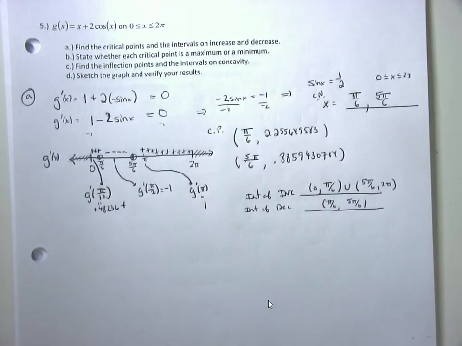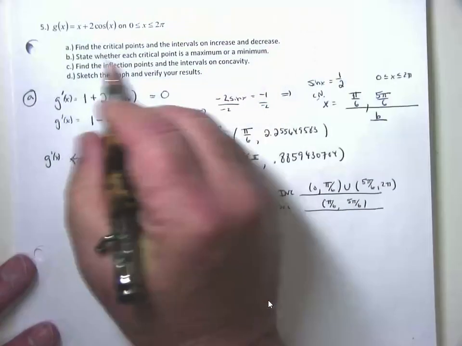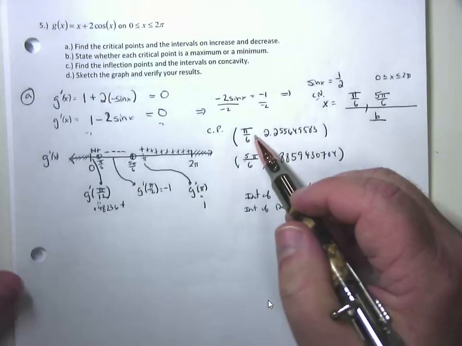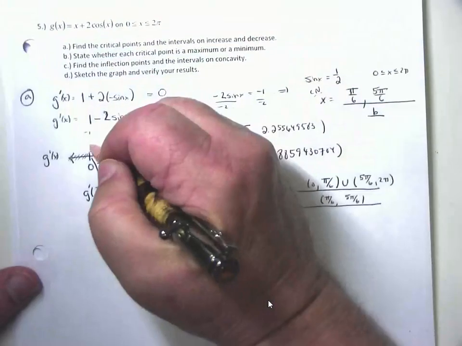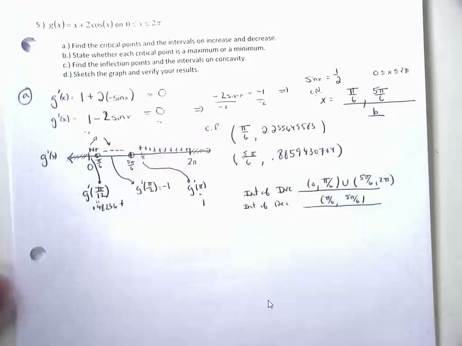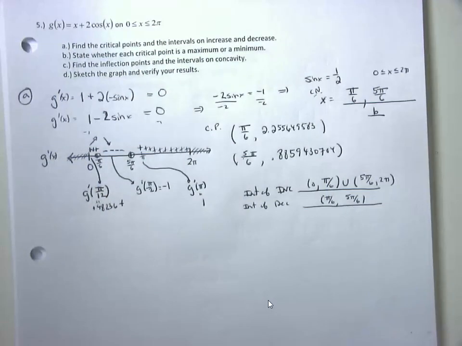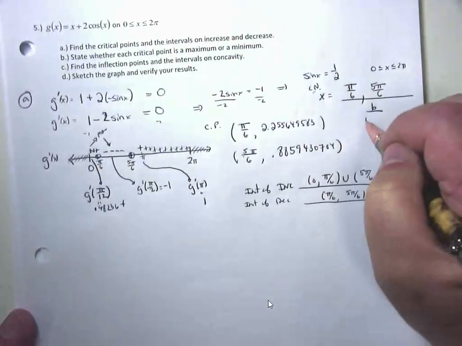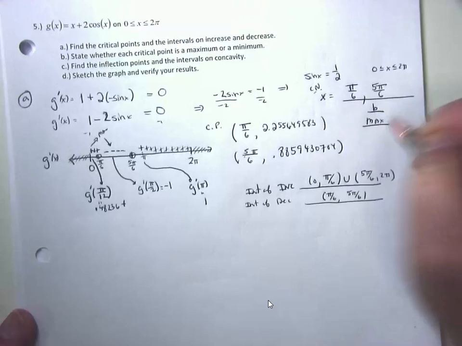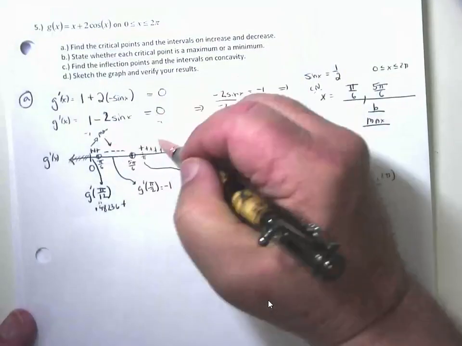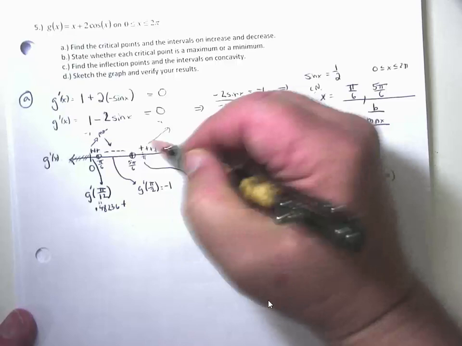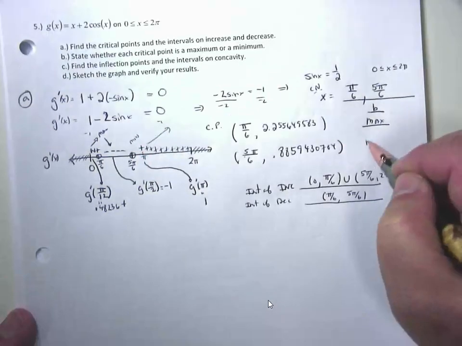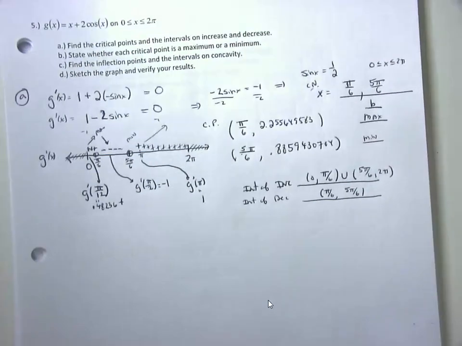Part B is actually rather short. State whether the critical points are maximums or minimums. What do we got here? Well, at pi/6, you're going up and then you go back down again. What kind of critical point does that make pi/6, if you go up and go back down again? That's a maximum. So let's just put pi/6 is a maximum. And now I'm going down and then I hit 5 pi/6 and then I go back up again. That makes 5 pi/6 a minimum. Does that make sense?